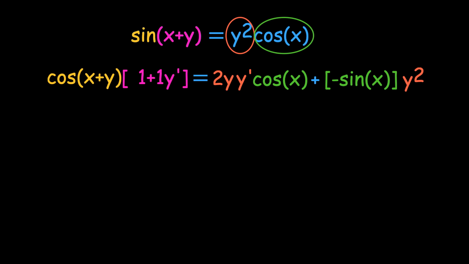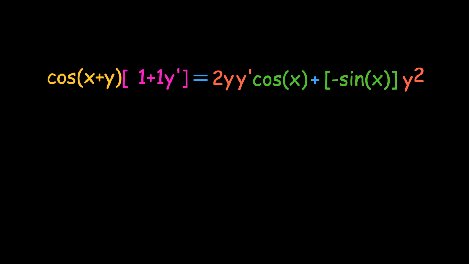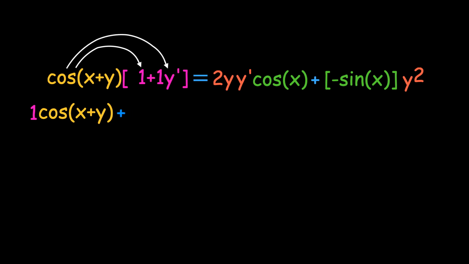The next step is we need to simplify the left side of the equation. To do that, we need to distribute cosine of angle x plus y to the expression 1 plus 1y prime. So we need to multiply cosine of angle x plus y to 1. We have cosine of angle x plus y multiplied by 1 plus cosine of angle x plus y multiplied to 1y prime, or y prime. We will have cosine of angle x plus y, y prime.